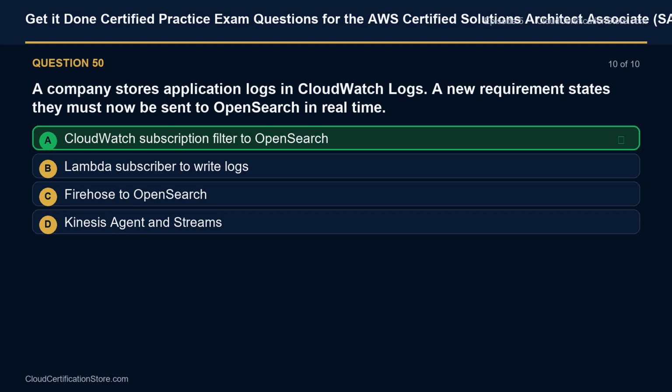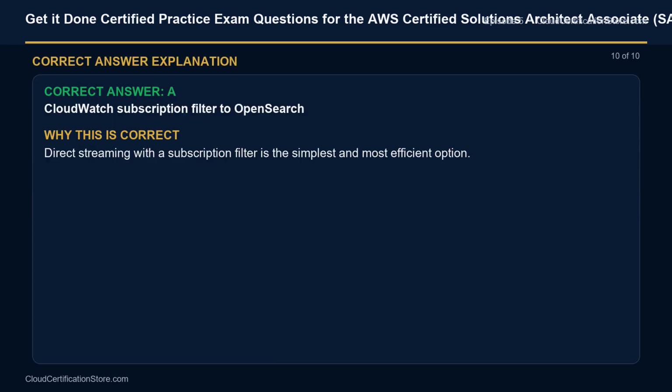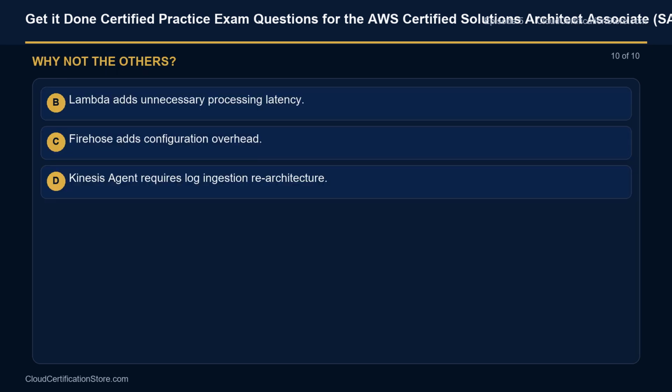The correct answer is A. CloudWatch subscription filter to OpenSearch. Explanation: Direct streaming with a subscription filter is the simplest and most efficient option. Why not option B? Lambda adds unnecessary processing latency. Why not option C? Firehose adds configuration overhead. Why not option D? Kinesis agent requires log ingestion re-architecture.